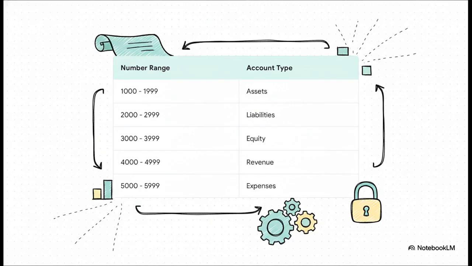This isn't just to be neat, it's brilliantly logical. The numbers follow the same order as the financial statements. Balance sheet accounts come first, assets, liabilities, equity, and then the income statement accounts, revenue and expenses. This makes it incredibly efficient to pull data and analyze how the company is doing.